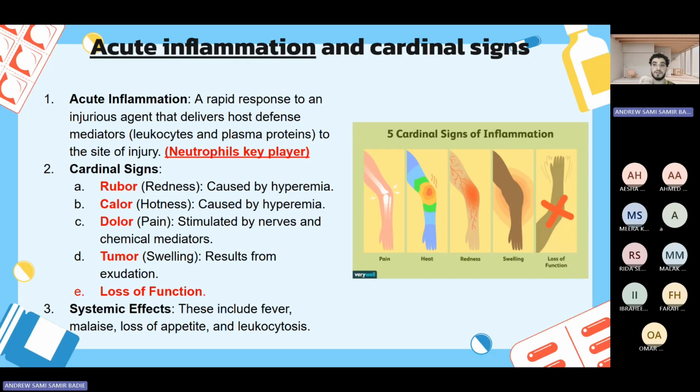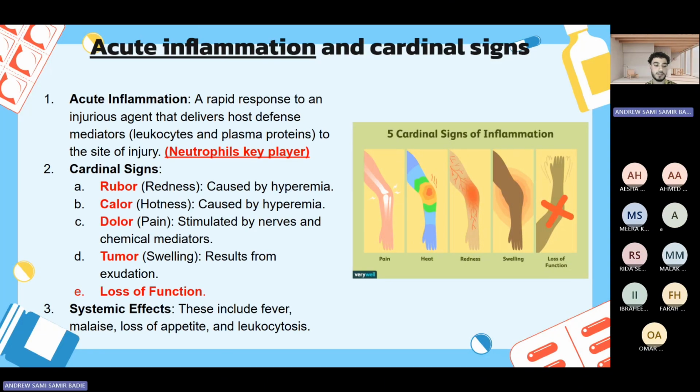So acute inflammation, I can tell from the name, is a rapid response to the injurious agent. It delivers host defense mediators to the site of injury. Most importantly, remember, neutrophils are very key players of acute inflammation. And if you see a question with, for example, increased neutrophils, think about what it's called: acute inflammation.